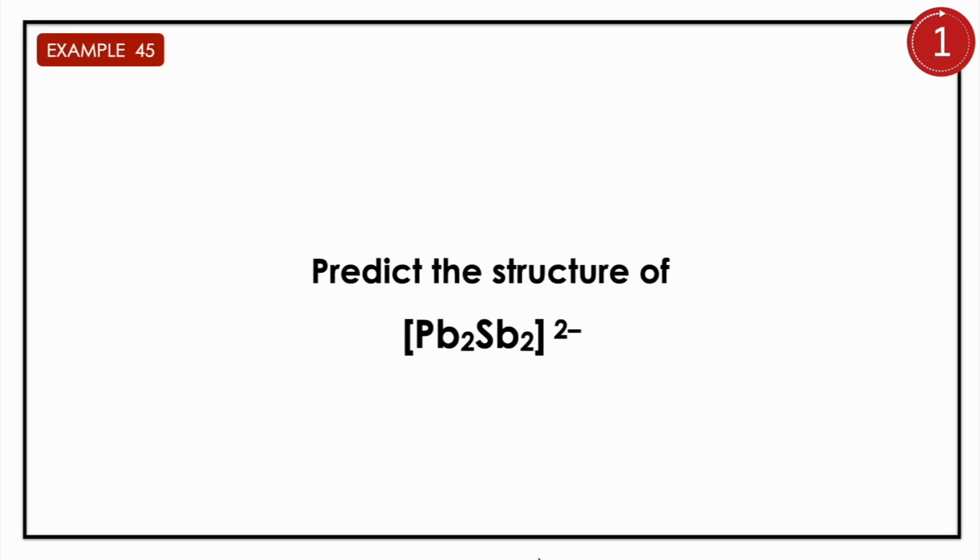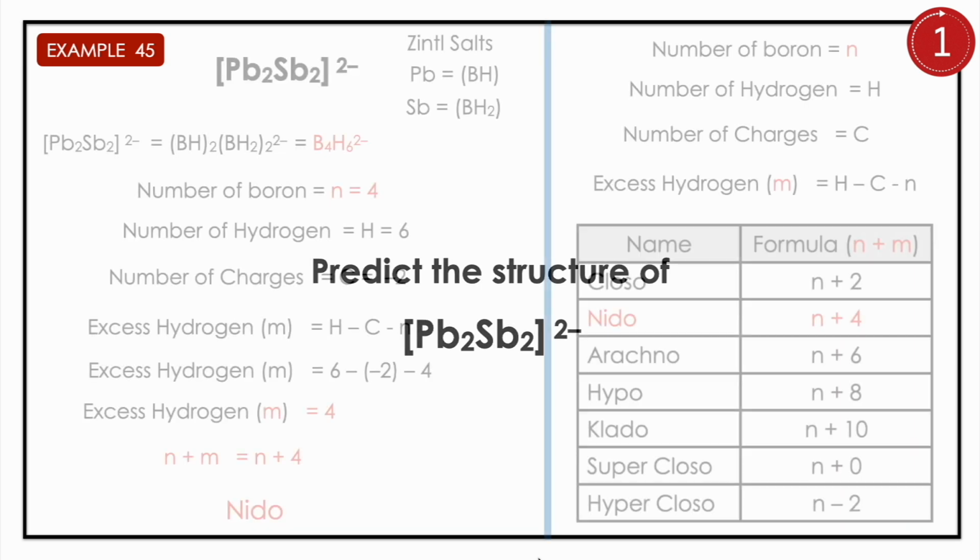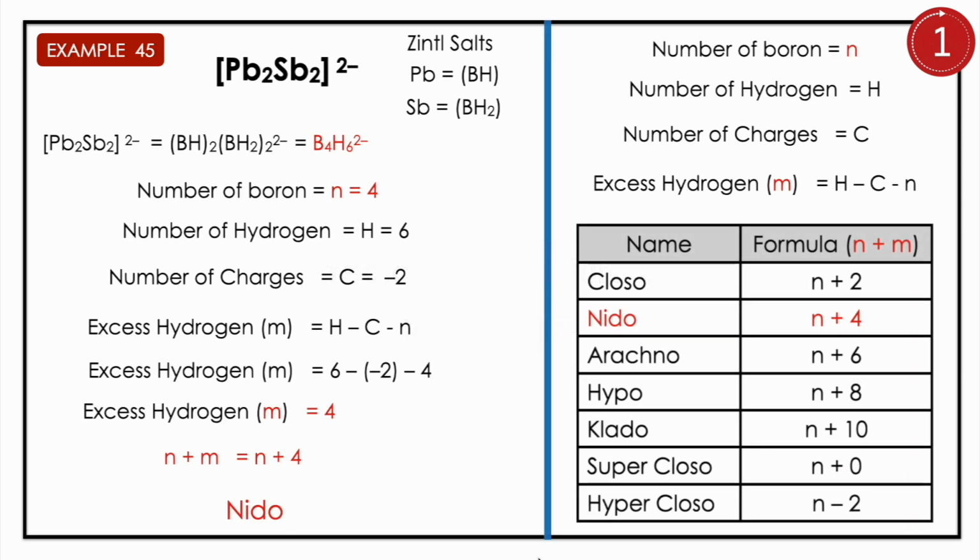Then the next example, you have Pb2Sb2, whole charge is 2 minus. It is a lead antimony metal cluster. You should find the structure of the molecule using Wade's rule. The question is tricky and interesting because the whole structure is made up of two metals, which are lead and antimony, which is technically a Zintl salt.